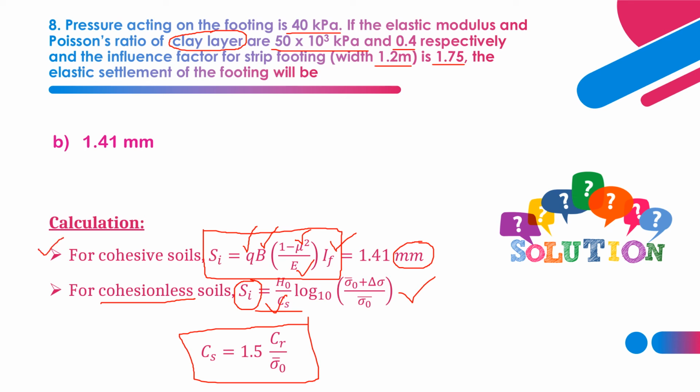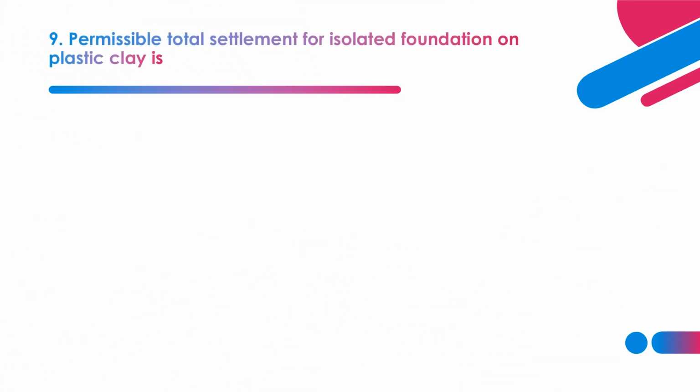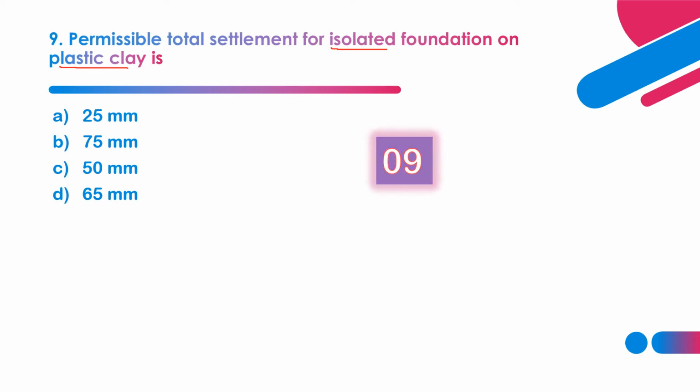Now let's move on to 9th question. Permissible total settlement for isolated foundation on plastic clay is, it is a standard value or a permissible settlement value and it's given in IS code IS 1904. Option A 25 mm, option B 75 mm, option C 50 mm, option D 65 mm. So what is the total permissible settlement or allowable settlement we can say for an isolated foundation constructed on plastic clay? It is based on an IS code IS 1904.